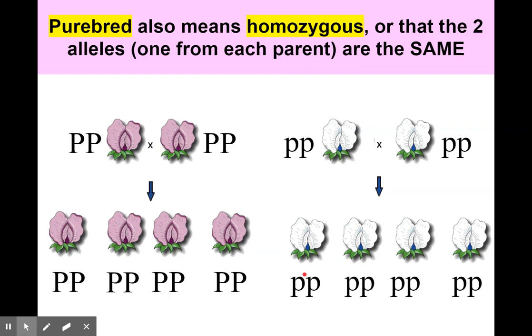Purebred also means homozygous, which we practiced already, knowing the difference between homozygous and heterozygous. So purebred means homozygous, or that the two alleles, one from each parent, are the same. And remember, allele means like a type of a gene. So kind of like the flavor or the recipe that that gene has. Okay, so you can see that all of these are homozygous. They have the same alleles. The purple ones have the big P, and the white ones have the little p, and they're homozygous, meaning these two are the same.